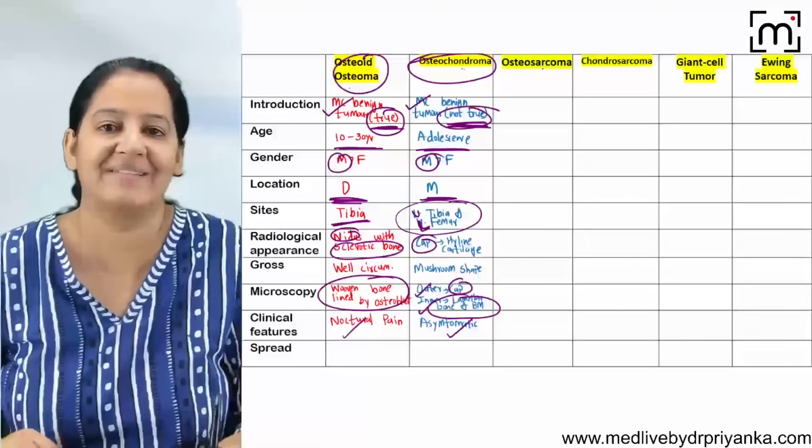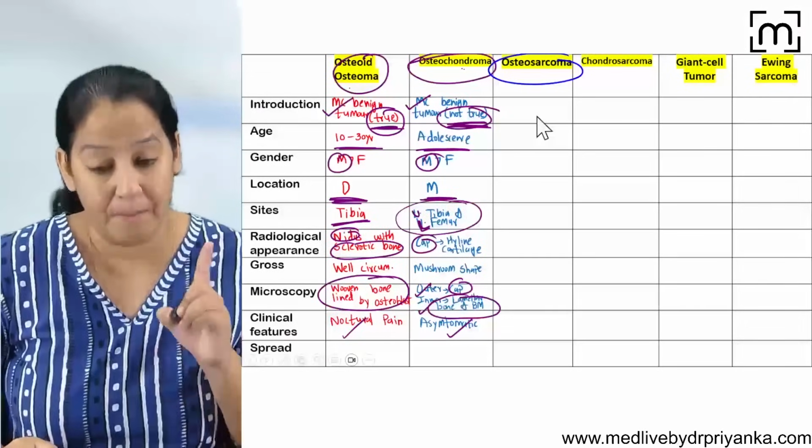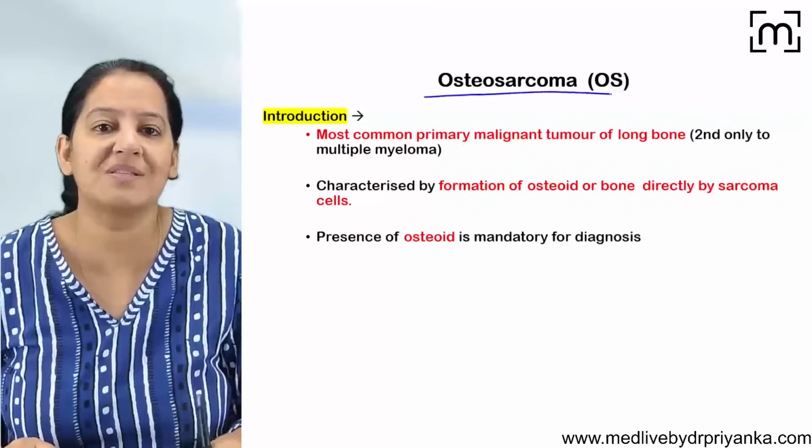Coming to the third one, let's start the third one, osteosarcoma. It is the most common malignant tumor, and very important from the exam point of view. So let's start osteosarcoma.